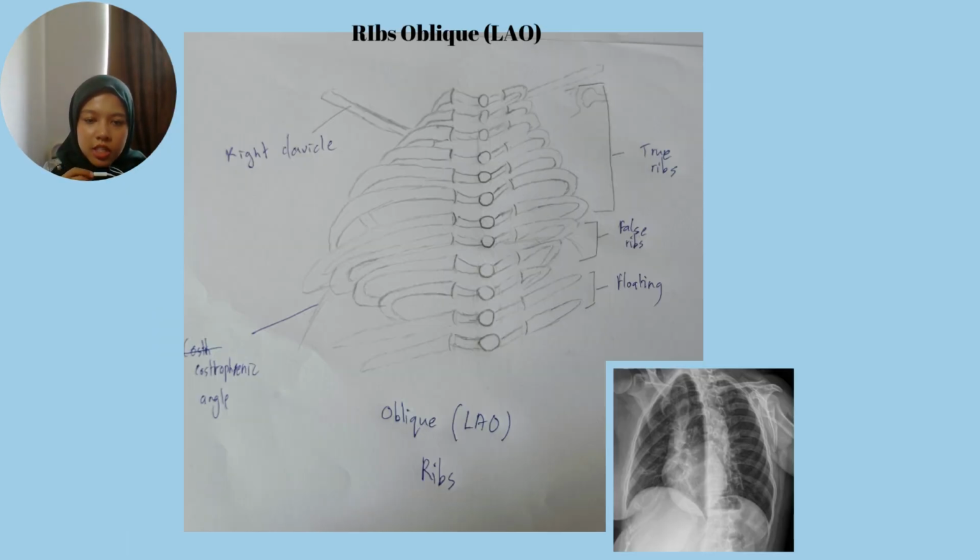So lastly, the next basic projection for the ribs is oblique. It can be either anterior oblique or posterior oblique. So for my example, I took a picture of left anterior oblique, which is the left part of the body is near to the IR.